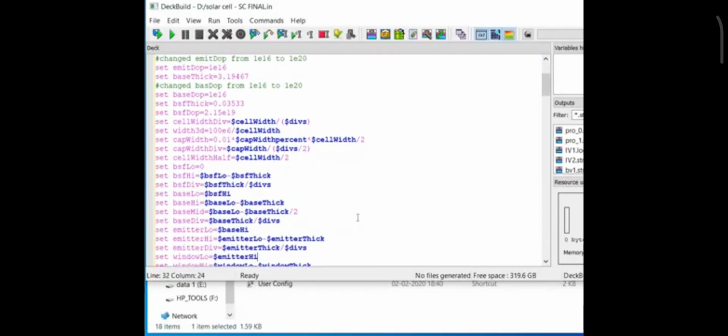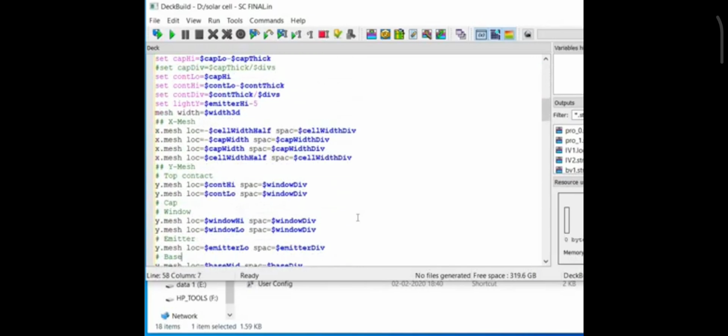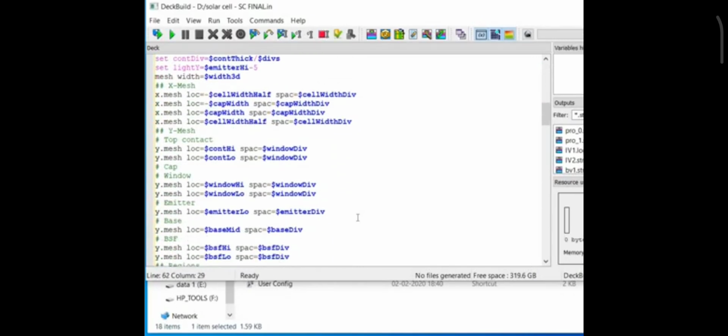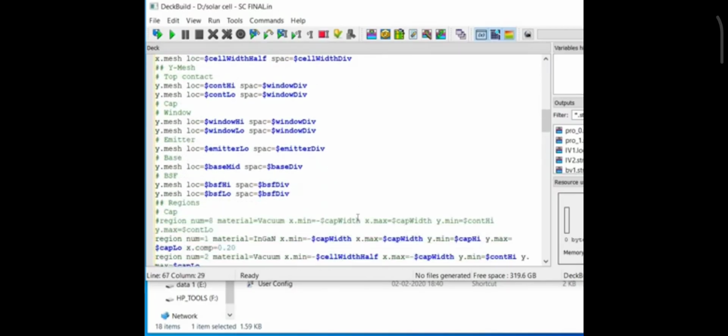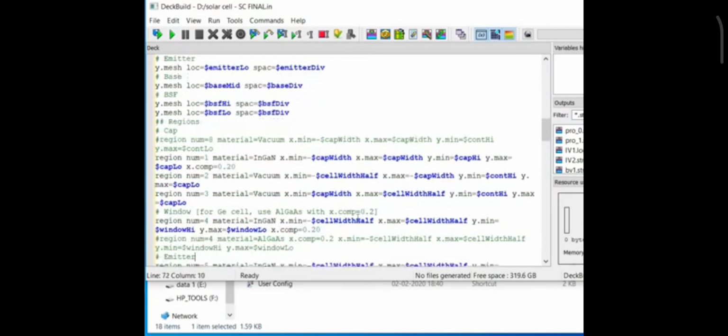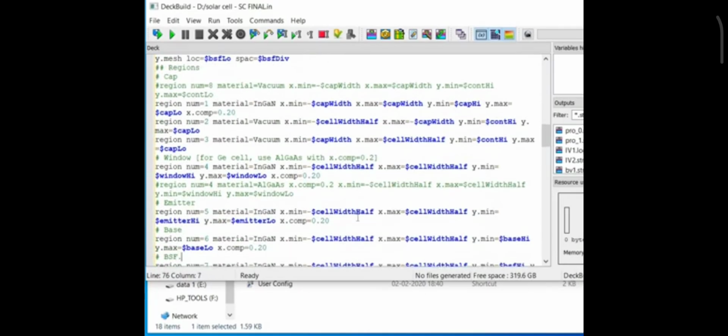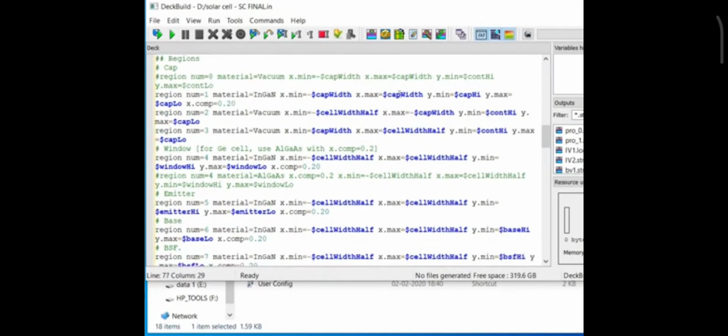I have defined the meshing X and Y. Please note down every point very carefully. After defining the meshing, you have to define the region. I am using the 7 region statements. Region number 1 is for the indium gallium nitride, having the parameter values X minimum, X maximum, Y minimum and Y maximum. And region number 2 is vacuum.